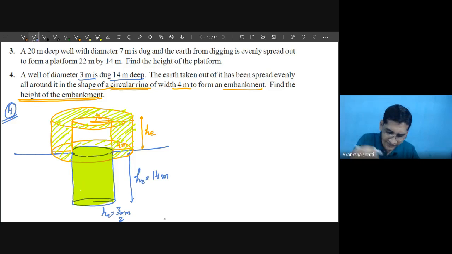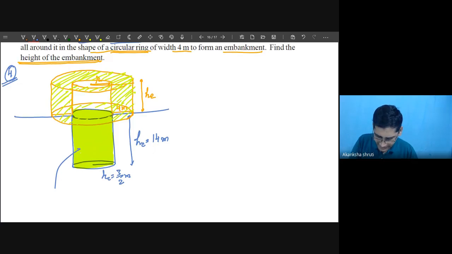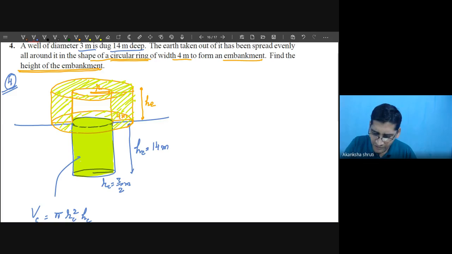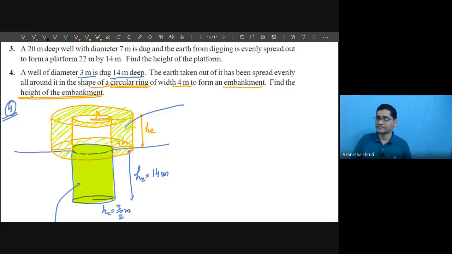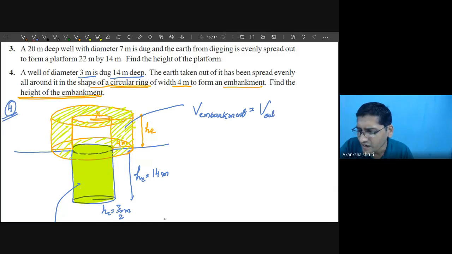So how to calculate? Here we can write the volume of earth from this cylinder. What will be that? It is given by pi Rc square into Hc. It's so simple. But what is the volume of earth in this embankment? Student, we have learned earlier that this volume can be obtained by first calculating the volume of the outer cylinder minus the volume of the inner cylinder. Okay, so right, the volume of the cylindrical cell or embankment is equal to volume of outer minus volume of inner.